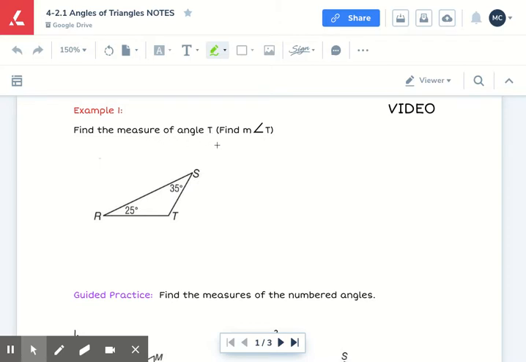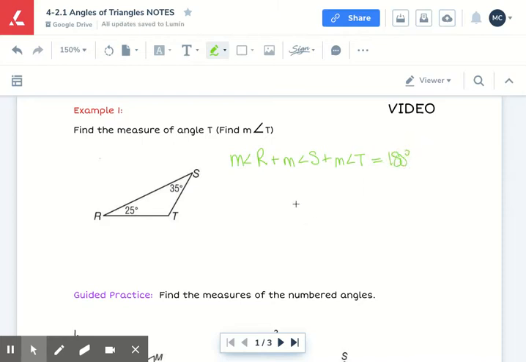Our job on this first one is to find the measure of angle T, which would look like this, of course, find the measure of angle T. So we have this triangle here. They tell me that angle R is 25 degrees and angle S is 35 degrees, and we're looking for angle T. So I'm going to use the triangle angle sum theorem. And I'm going to start by writing it out. So I'd say the measure of angle R plus the measure of angle S plus the measure of angle T would equal 180 degrees.